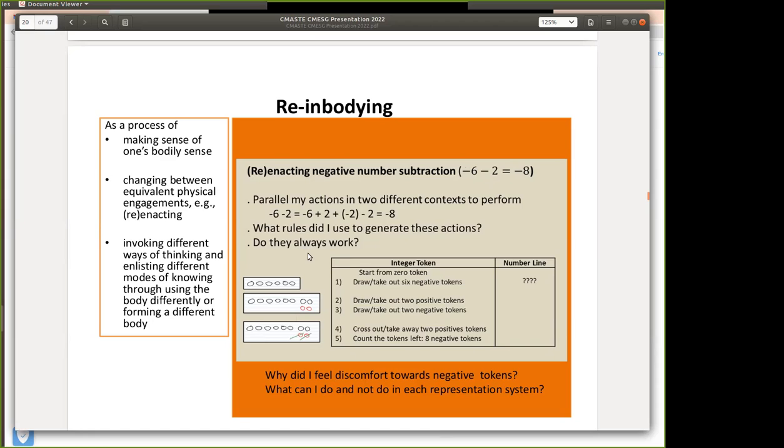At one point during the workshop, we started trying to envision whether it is possible to parallel the actions that we do in one representation system, mapping them to another representation system, which is the number line. That means I need to map those steps to other steps, but those steps will happen on the number line, right?